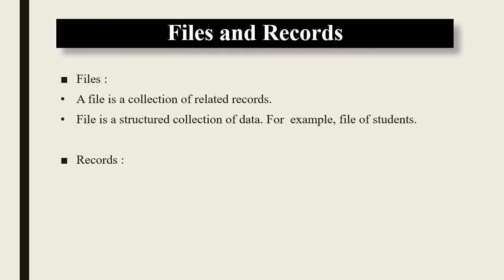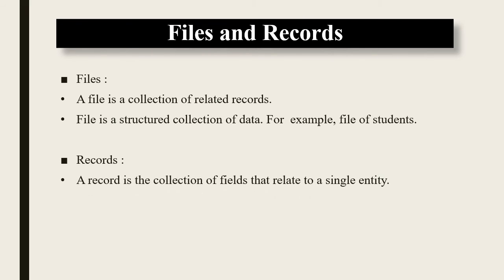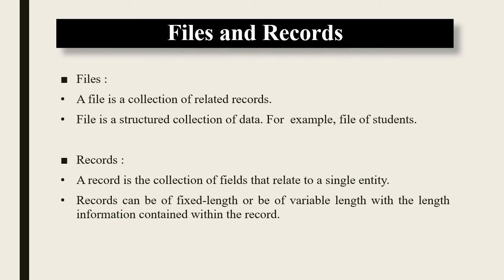Next is record. A record is the collection of fields that relate to a single entity. Records can be fixed length or variable length with the length information contained within the record. So, a record is a structure determined by the nature of the data requirement to be stored. Record length is the total bytes required to store data for each field. So understand what is a file and what is a record. A file is a collection of related records and a record is a collection of fields.